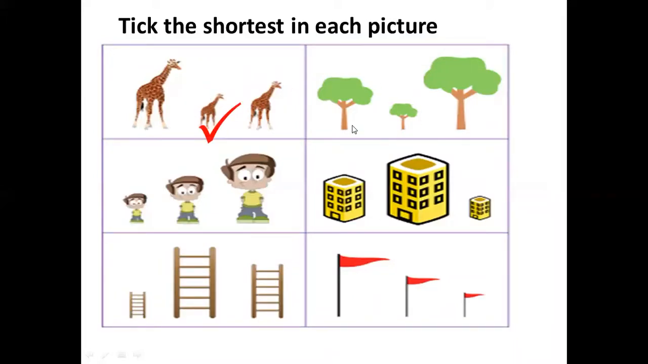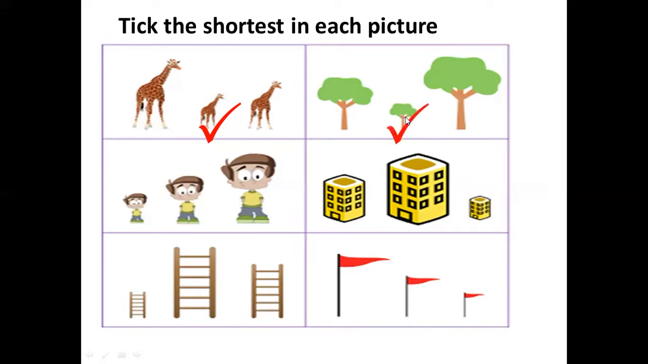Now there are 3 pictures of trees, okay? So the first one is taller than the second one, and the last one is also taller than the second one. So which one is the tallest among these 3?